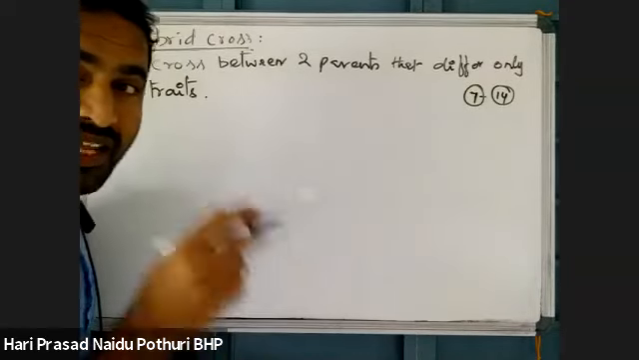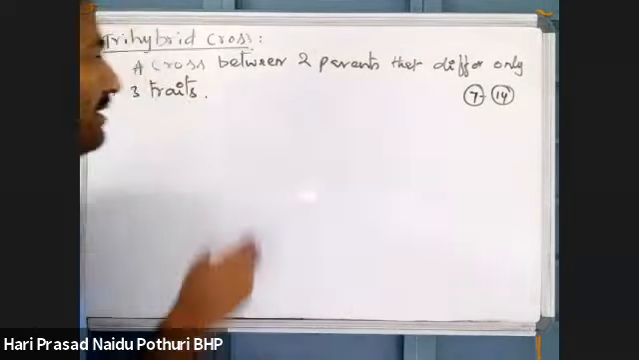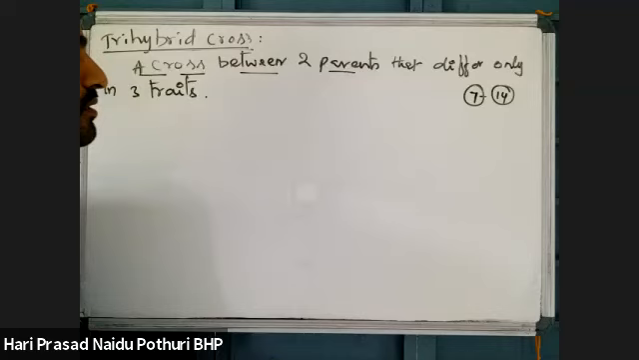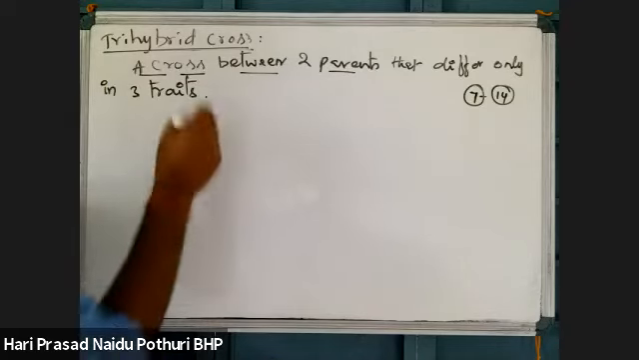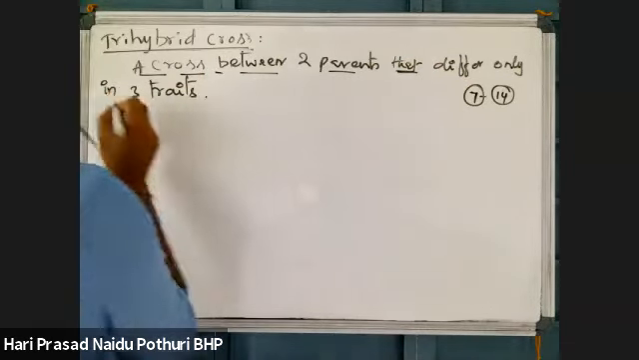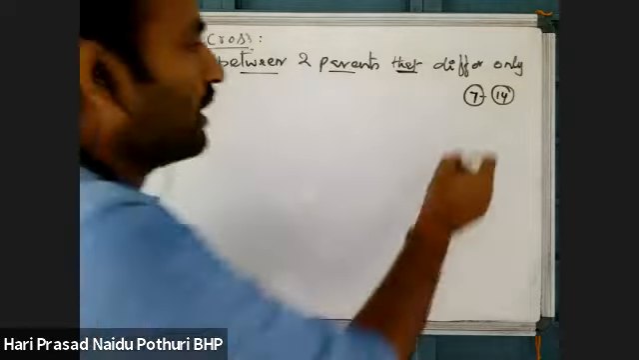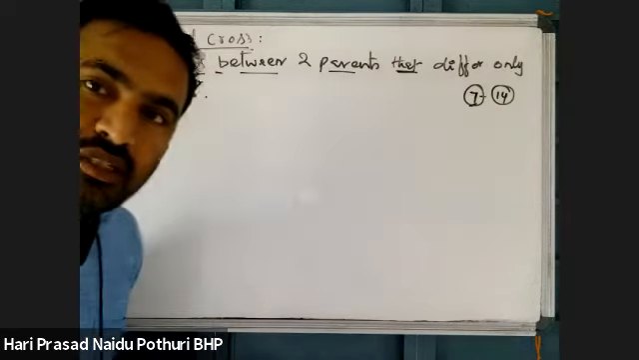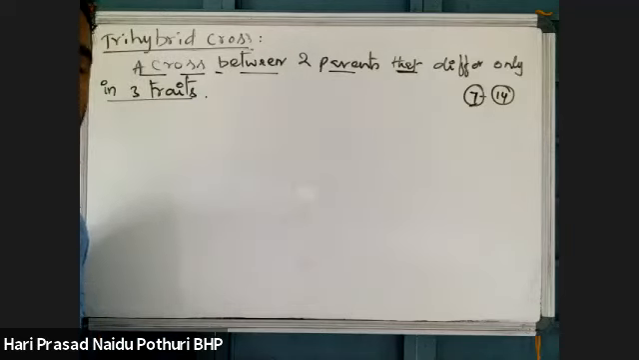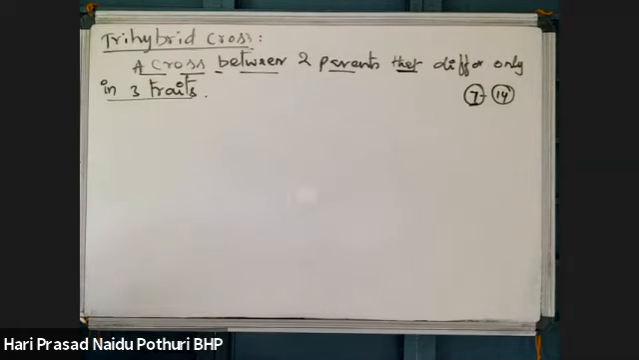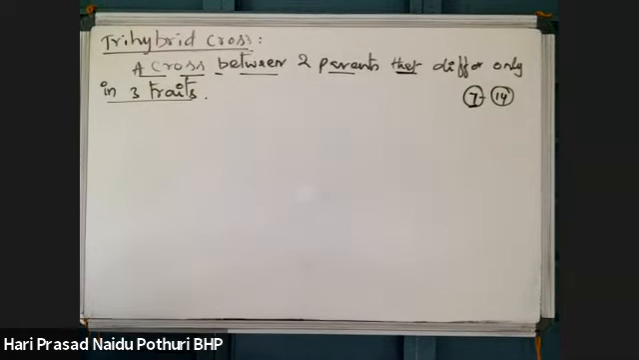Trihybrid cross is a cross between two parents, two pea plants, because pea plants were chosen by Mendel. It is a cross between two parents that differ only in three traits. The remaining four characters are the same, but only three characters are different. That is called a trihybrid cross.